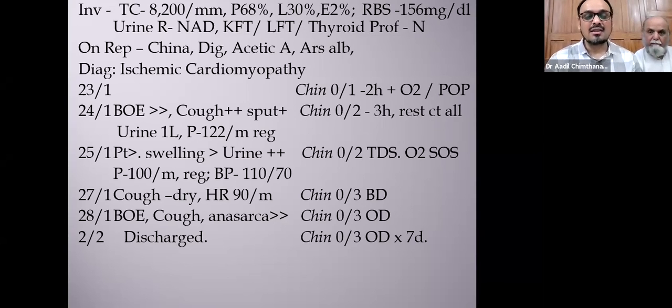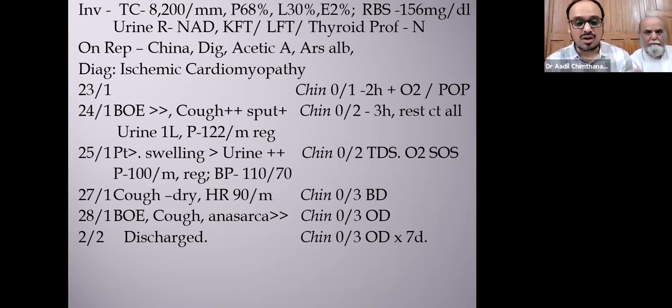By 24/1, the breathlessness was fairly less. Cough started coming out. So in acute states, whenever we have to admit patients, how do we assess them on the remedy? It's not only the sense of well-being, it is also elimination. Initially he had cough but no sputum. Now with China, the sputum was coming. So whatever reason I had to select China, it was acting. So cough with sputum, then we increased the potency to 0/2, 3 hourly, along with oxygen and propped up position.